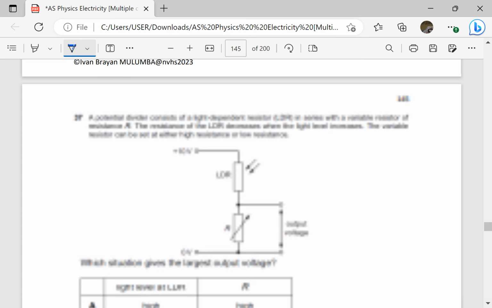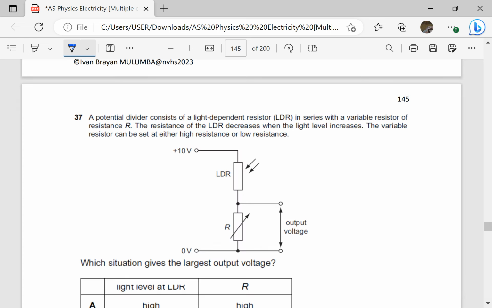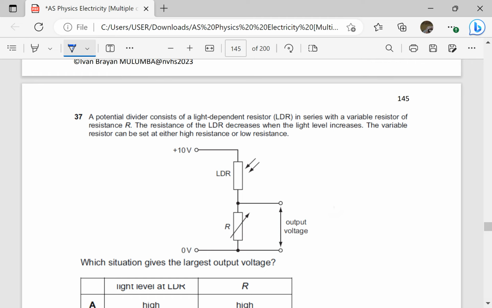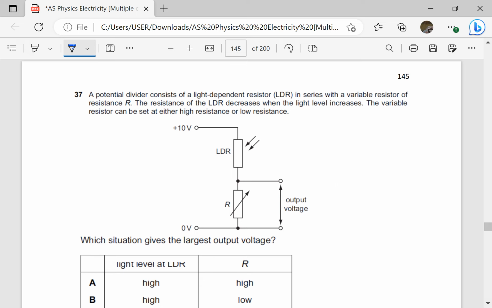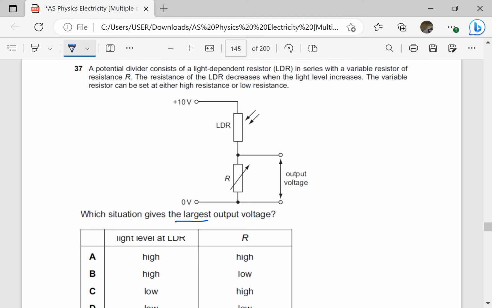A potential divider consists of a light-dependent resistor in series with a variable resistor of resistance R. The resistance of the LDR decreases when the light level increases. The variable resistor can be set at either high resistance or low resistance. Which situation gives the largest output voltage? Output is across the variable resistor, so R should be greater.